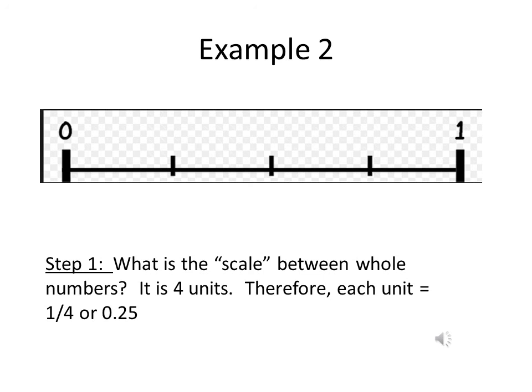Let's take a look at one more example of a number line. First step is to figure out what the scale is. What are the unit values between the whole numbers? Well, there are 4 sections between the whole numbers. So that means each unit is 1/4, or 0 and 25/100.